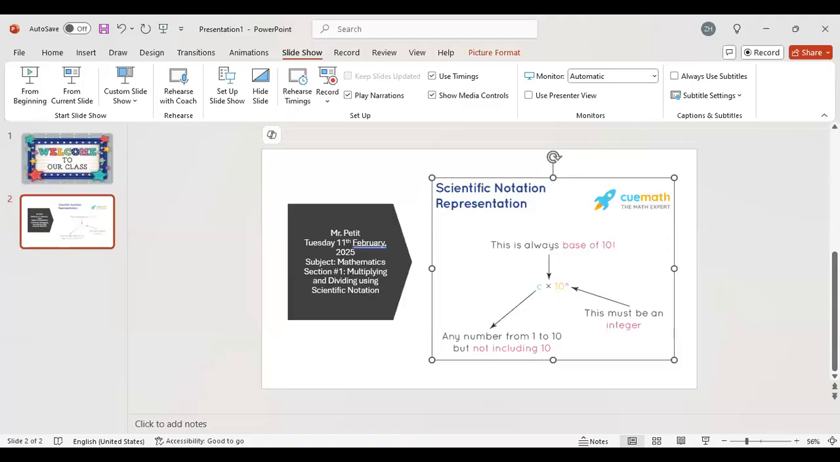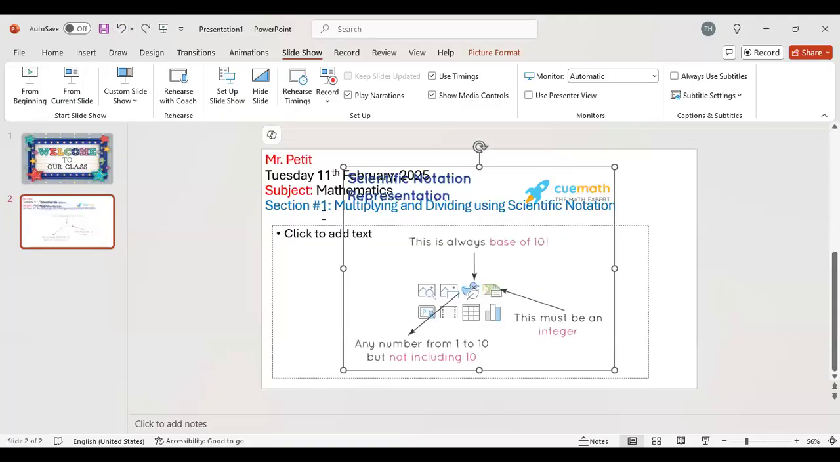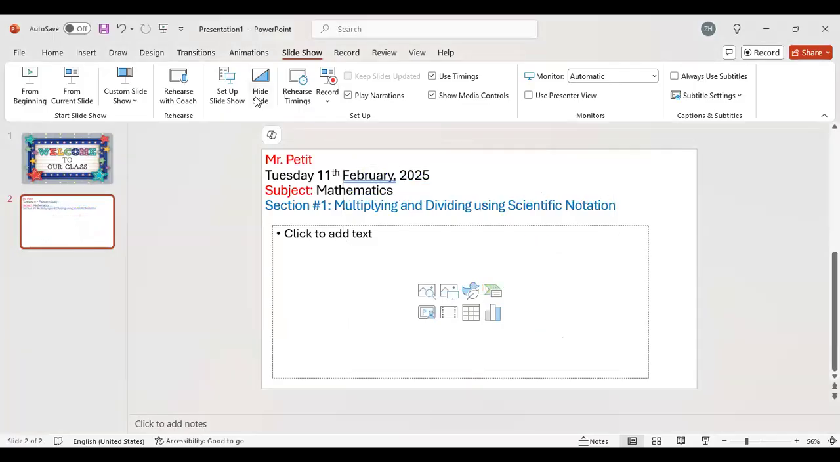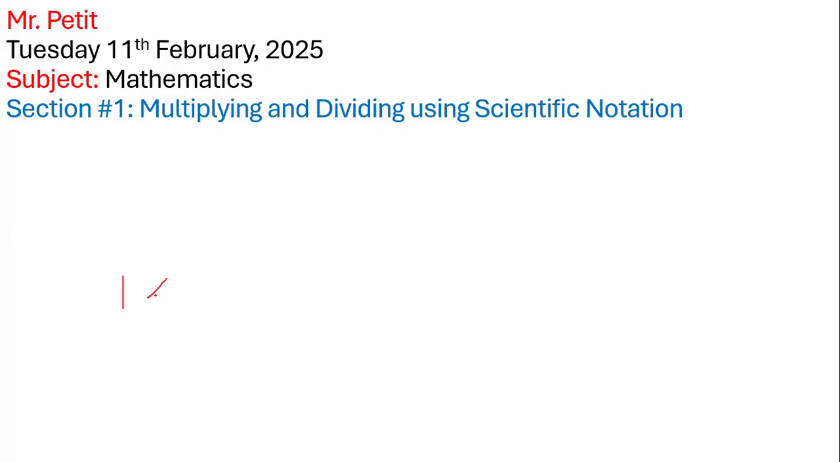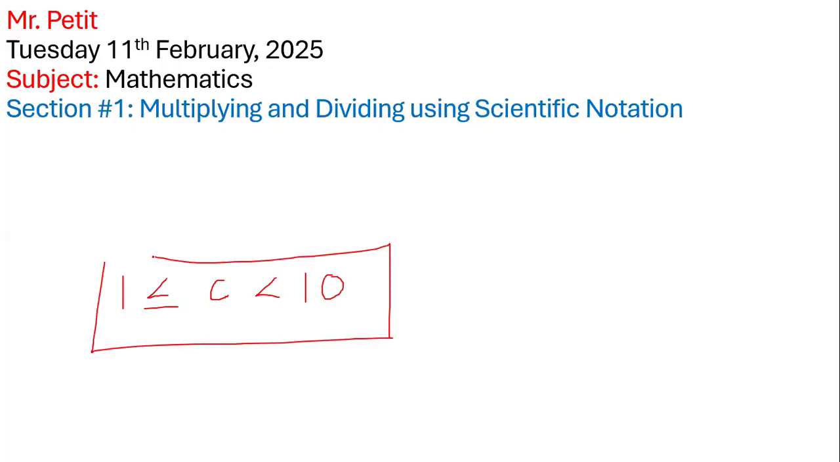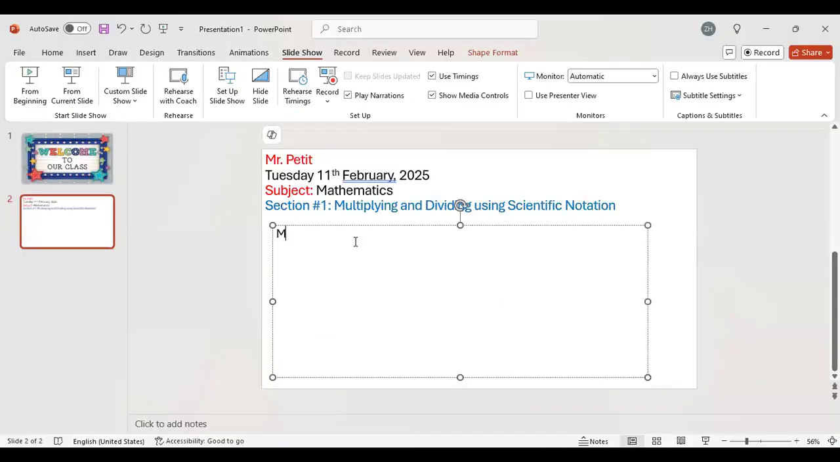Or we could say it another way, using the absolute value symbol. Since you asked, another way to say it is that C is between 1 and 10, but not including 10. That's another way we could say the same thing. All right, you prefer it that way? Not at all.